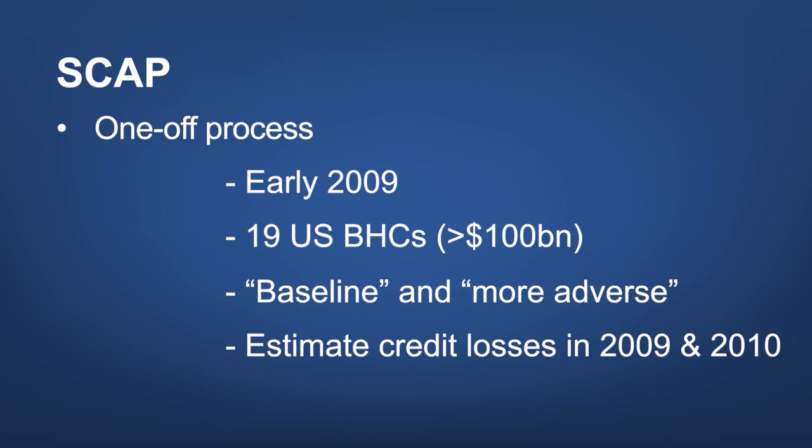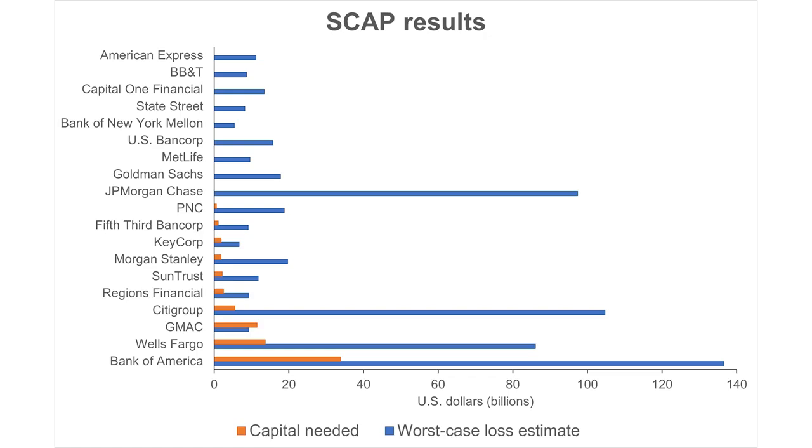These banks were asked to estimate credit losses for 2009 and 2010 under a baseline and an adverse scenario. The adverse scenario was a prolonged economic downturn. Unemployment above 10%, house prices down another 25%. Here are the results of that first stress test. They were released in May 2009. 19 banks, worst-case losses, additional capital required to sustain these worst-case losses.